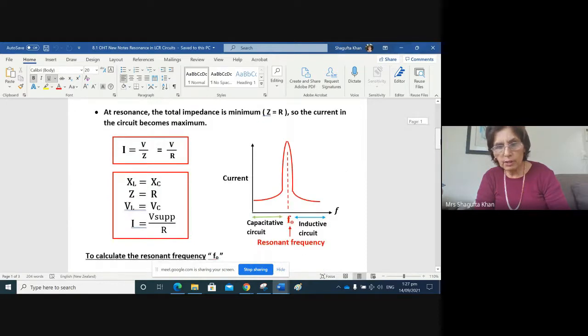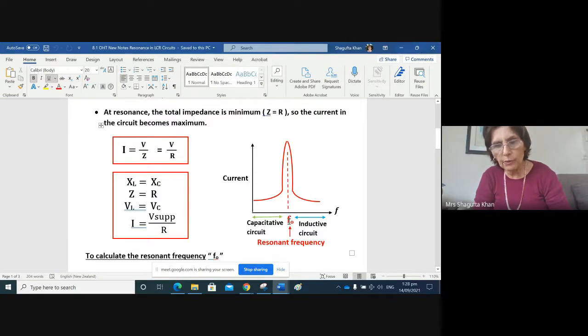So if we look at this graph over here, at lower frequency the LCR circuit will behave like a capacitive circuit because XC will be larger. Therefore, current will not be very large. Current will be small. Whereas at higher frequency, it will behave like an inductive circuit. Inductive circuit means total impedance is larger and current will not be that large.